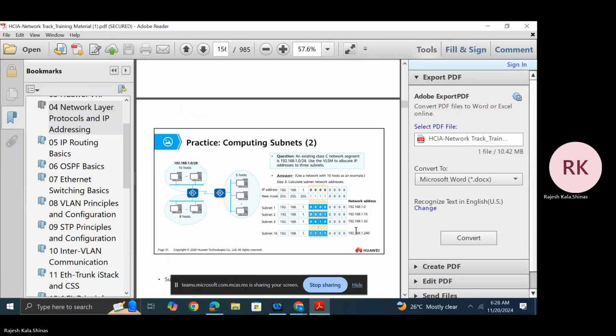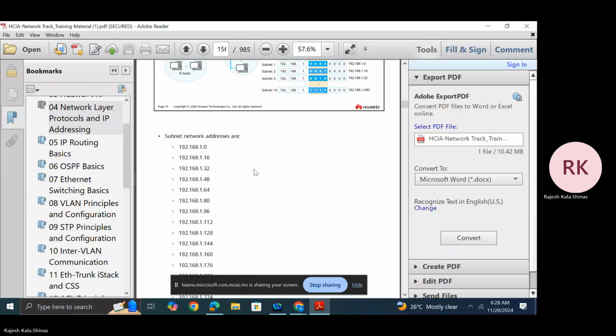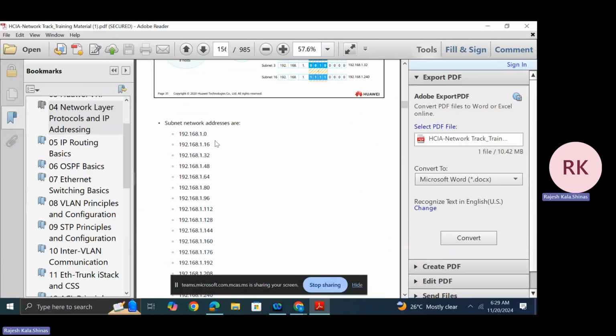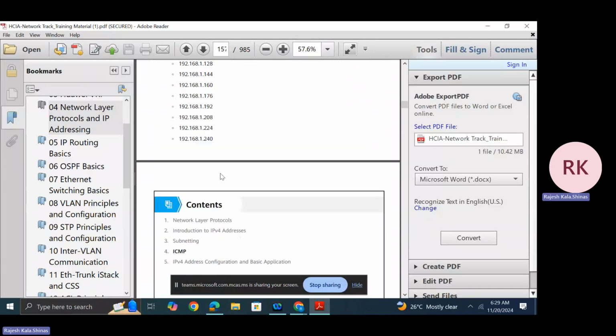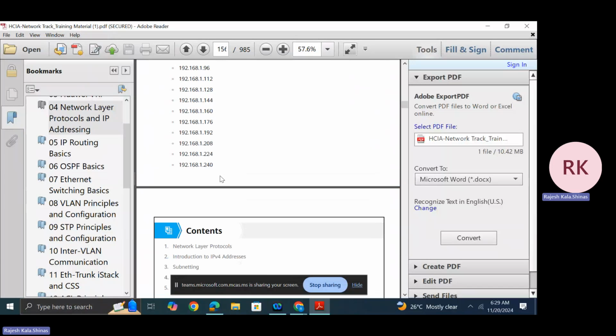Okay, this one. See? The address will be 192.168.1.0 for the first one. That's the first subnet. Second subnet is dot 16. So the first IP will be dot 1. First network, first subnet, first IP is 192.168.1.1. Last IP will be 14, and 15 is broadcast. Okay, like that. Go through. I have given some examples in my CCNA course. Okay, I'll send you the video.